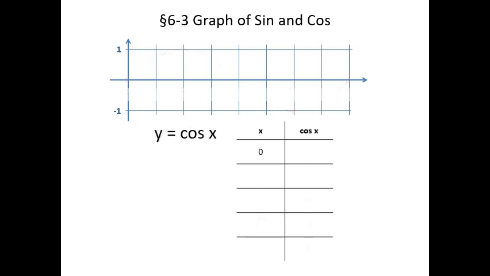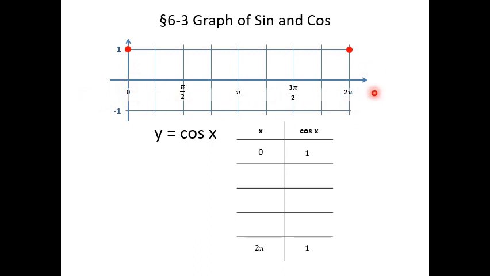All right, cosine now. Let's look at what that looks like. So let's start with 0 for that. What is the cosine of 0? All right, that's 1, so we're going to plot that point up here. What is the period for cosine? The period for cosine is the same as for sine. It's 2 pi, so we're going to go to 2 pi. What is the cosine of 2 pi? That's also 1.